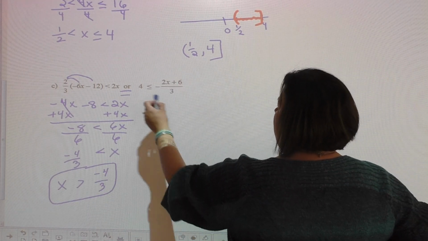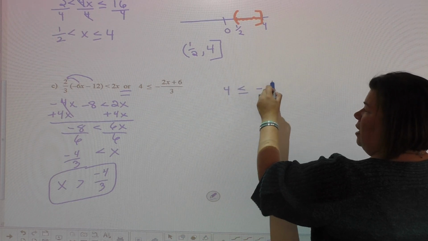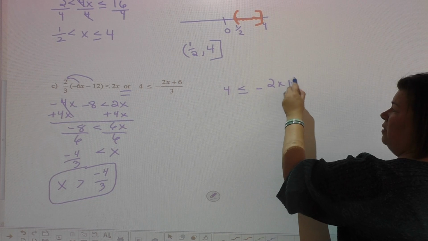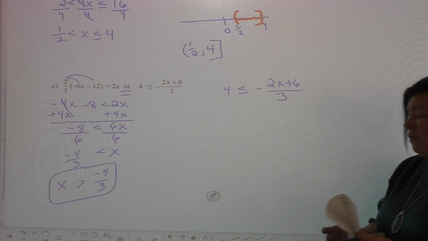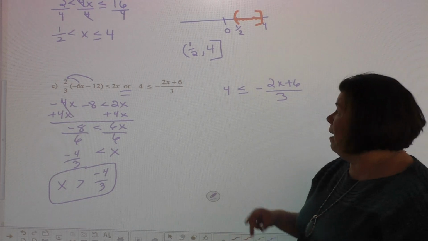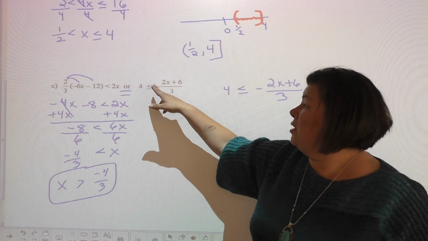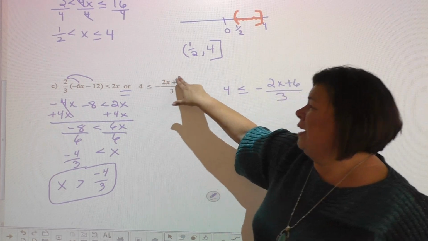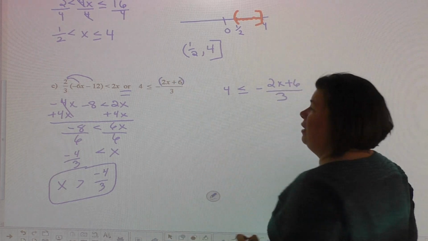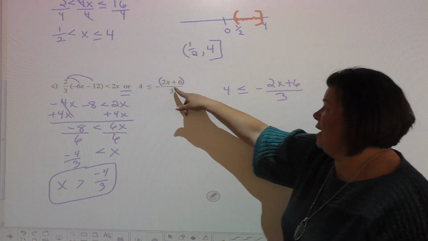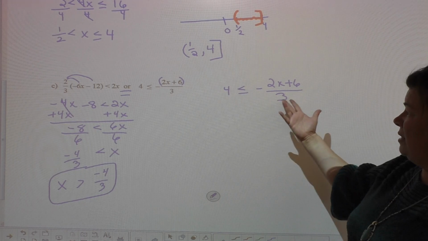And over here now, I'm going to just go ahead and rewrite this equation out. Oh, there's something very interesting about this problem. What's interesting about this problem is this negative sign is in front of this entire quantity, 2x plus 6. So you have to treat it as such. So eventually that's going to get distributed, but let's wait until we see what we can do.